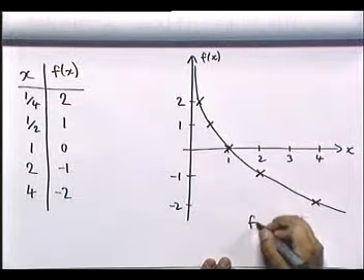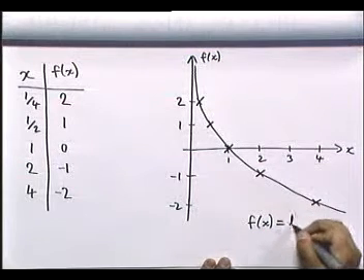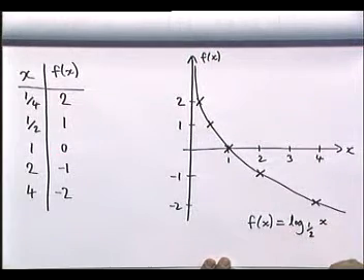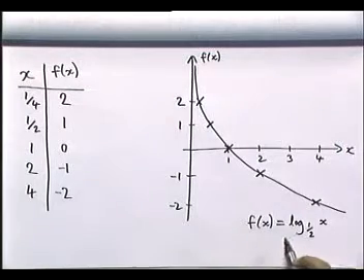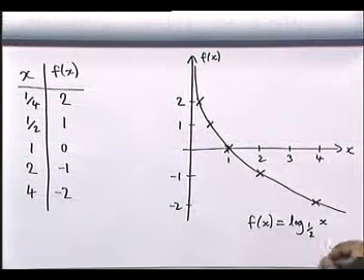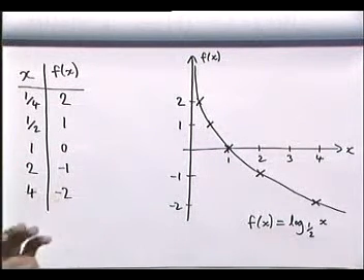Okay, excellent. And this is f of x equals the log of x to base 1/2. And actually this demonstrates the general shape for functions of the form f of x equals log of x to the base a, where a is equal to a number between 0 and 1. But what happens as a varies within those boundaries?